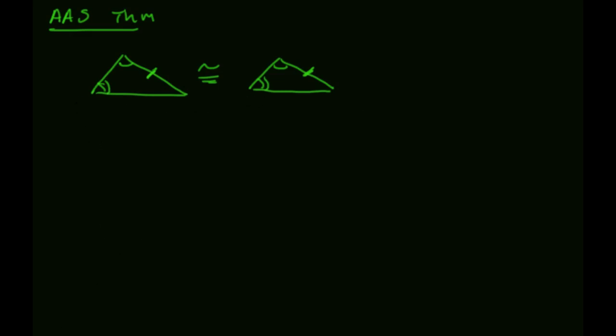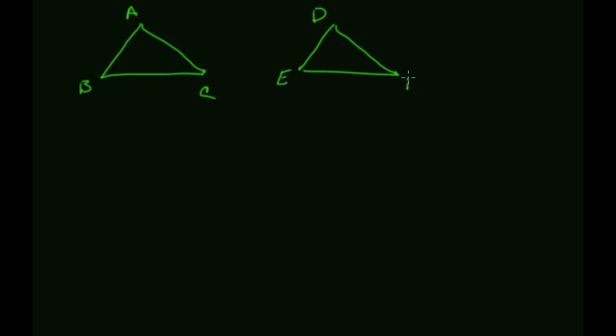Let's see. I'm going to start a new page and we'll get it on there. Okay, so let's prove the AAS theorem. So let's build two triangles. We'll call this one ABC, and the second triangle, we'll call this one DEF, and we'll build these in such a way that this side is congruent to that one, and B is going to be congruent to E, and C is going to be congruent to F. So this is what we're given.